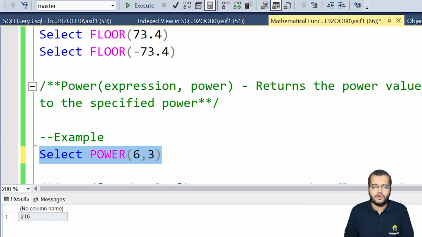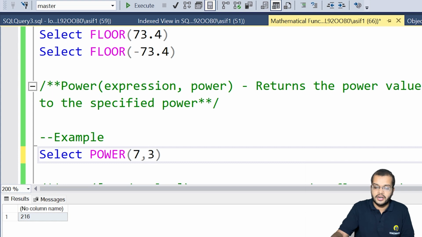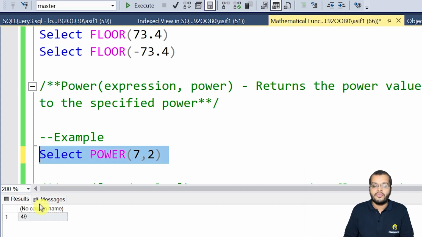Some other value, if you would like to consider 7 times 2, then 7 into 7, 7 7's 49. Okay, so very simple. For the power function, we write select power, then we write the expression, then the power we are going to calculate, which we give. Alright, so this is something about the power function.